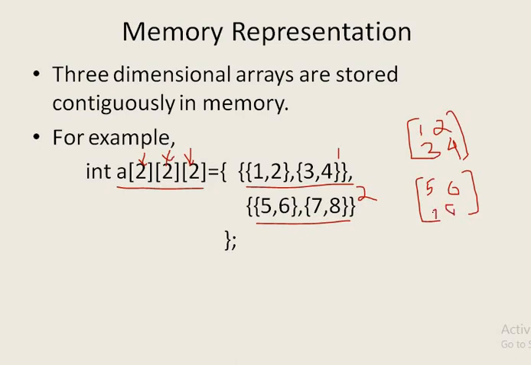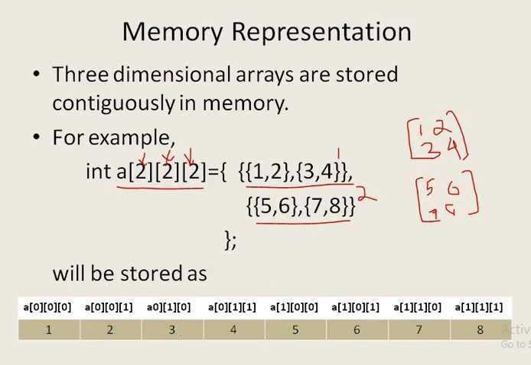But in actual memory, this is not represented like this. It will appear as a contiguous memory arrangement, which will be stored in memory as shown here. So the elements will be arranged in this fashion in memory. The first element, that is 1, will be at position A[0][0][0] if the index starts at 0. The first subscript represents the block number.